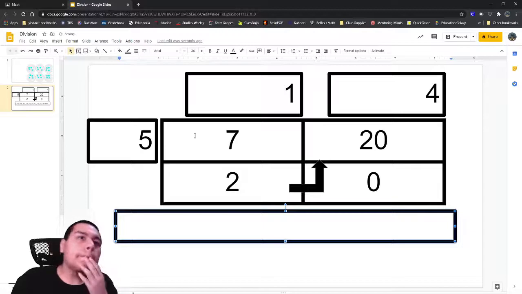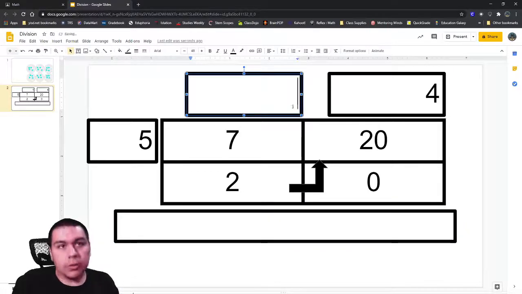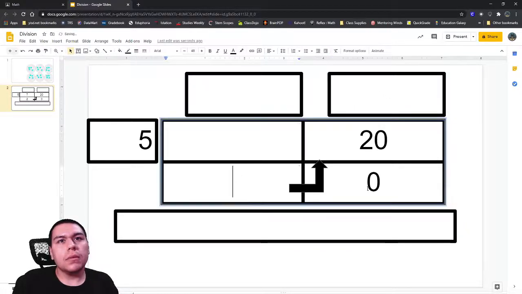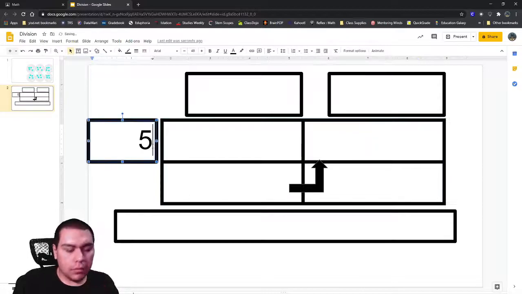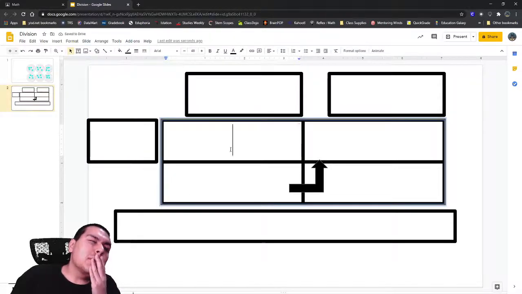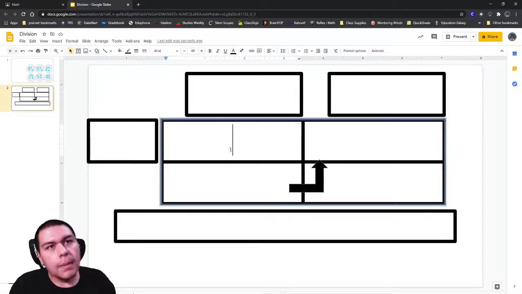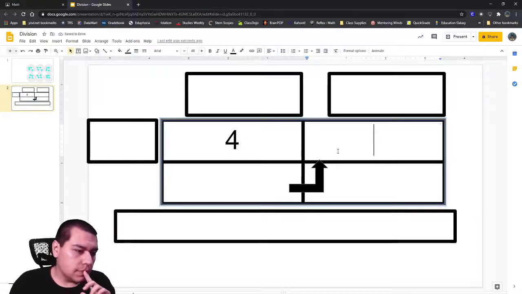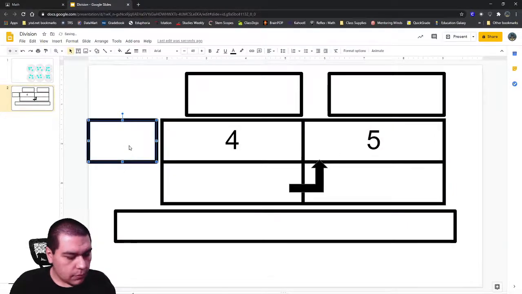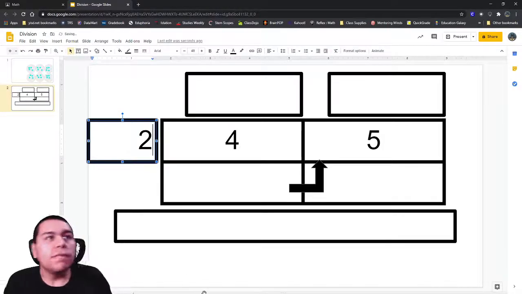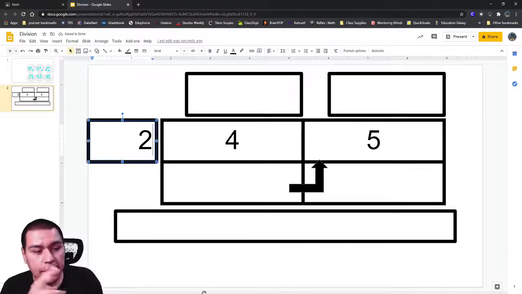Okay, let's try another. We'll do 45, and we're going to divide it by 2.